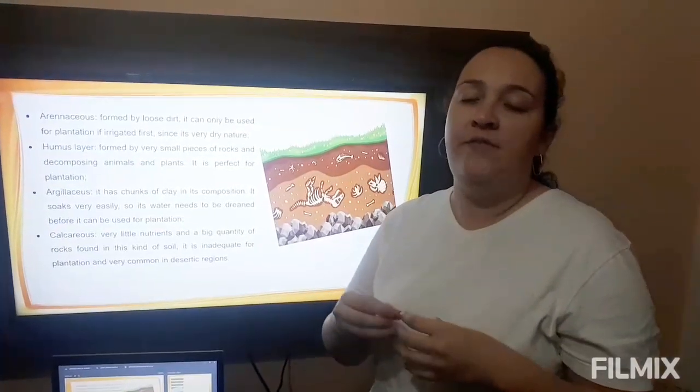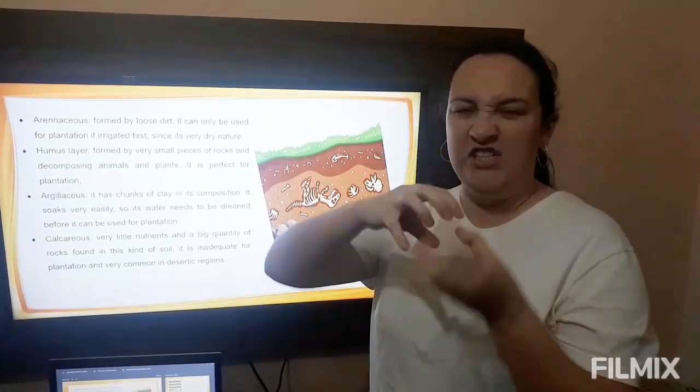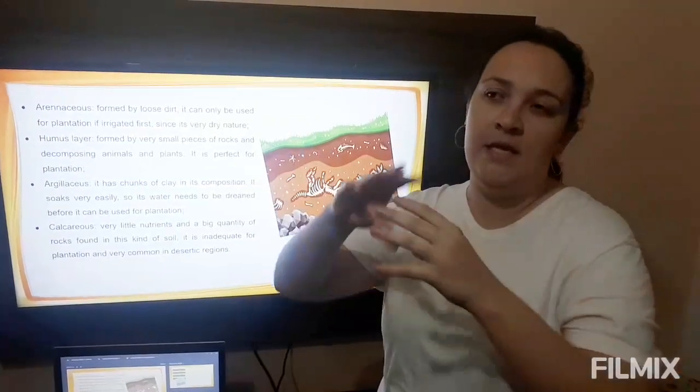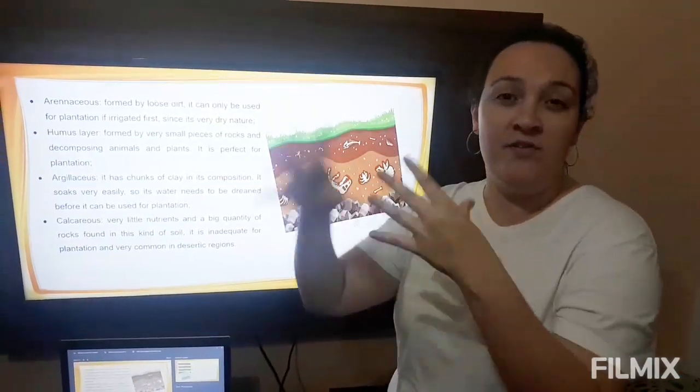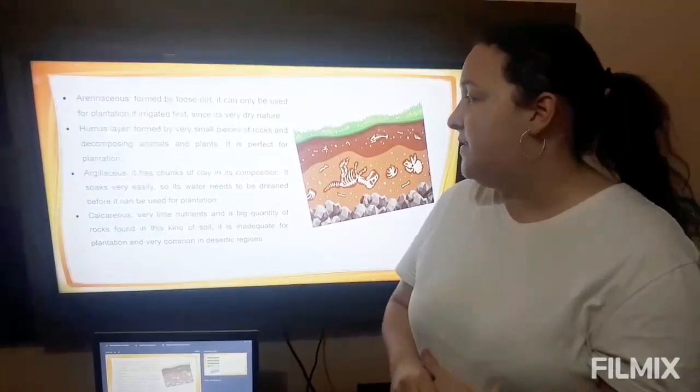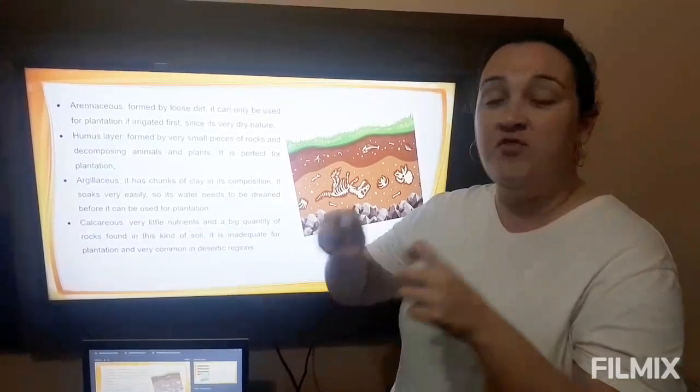Then we have argillaceous. Argillaceous soil, it's different. Why? Because it has a lot of chunks of clay. You know, the thing that we make vases and different things of decoration. It soaks very easily, so the water needs to be drained.